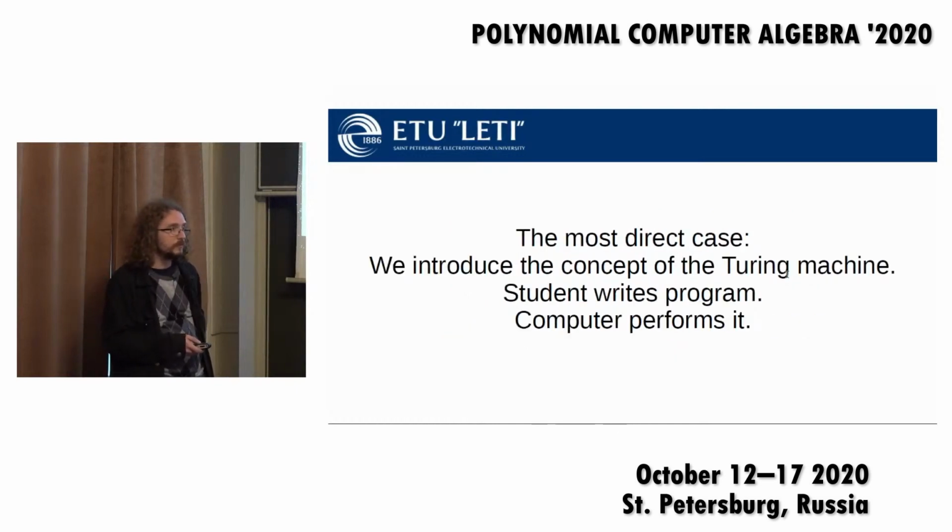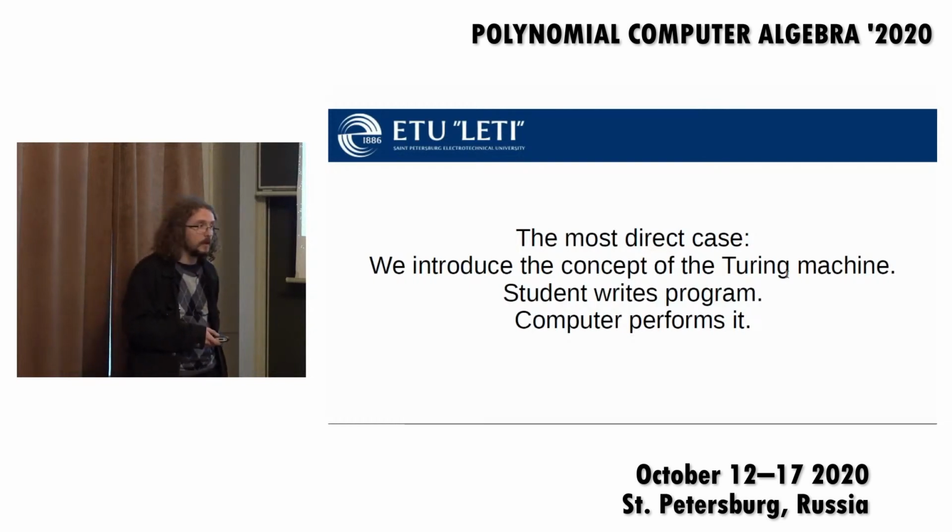The most direct case of distributing some actions between the student and the computer is the case of the Turing machine, which we use as a task in our education process at the university, and also in the distant contest and Olympiad in discrete mathematics and theoretical informatics. So there is some kind of trainer of the Turing machine. The student writes a program and the machine performs it. So the students see how it works.